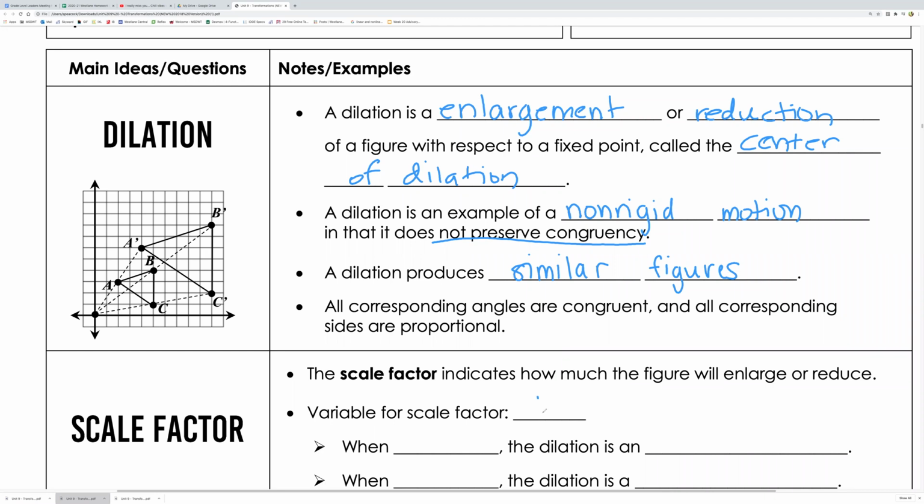Variable for scale factor is K. When K is bigger than 1, the dilation is an enlargement. When K is between 1 and 0, the dilation is a reduction. All right, pause if you need to. We got an example over here of a reduction. I'm sorry, this is an example of an enlargement. I lied. That's an enlargement right there.